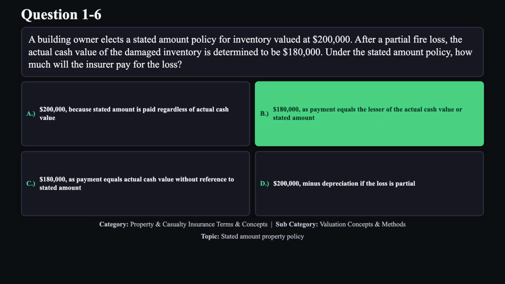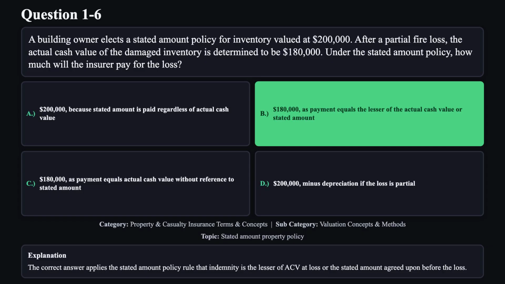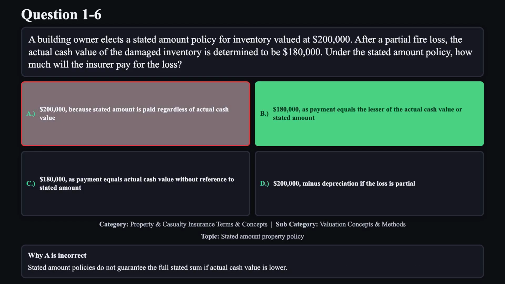The correct answer is B. The correct answer applies the stated amount policy rule that indemnity is the lesser of ACV at loss, or the stated amount agreed upon before the loss. Reason A is not correct.